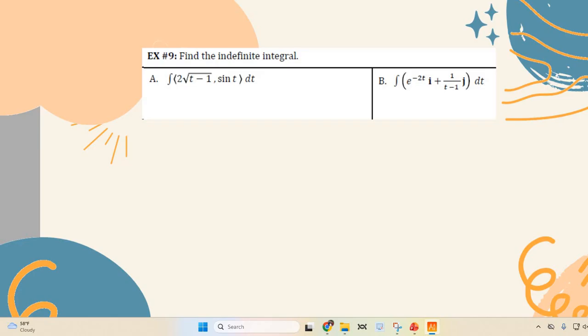Like what's the antiderivative of t minus 1 to the 1/2? So if we add 1, we get 3/2. So I would have t minus 1 to the 3/2. Yes. And we would also be dividing by 3/2, which is the same as multiplying by a 2/3. But I already have a 2 out front, so what are we going to get? 4/3.